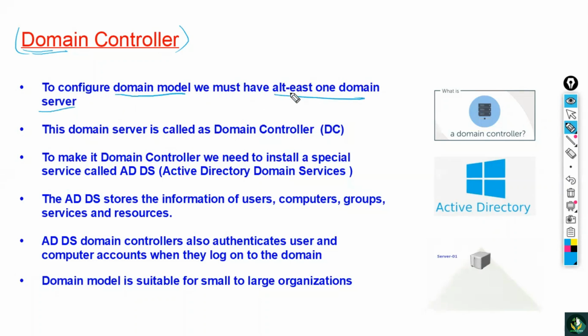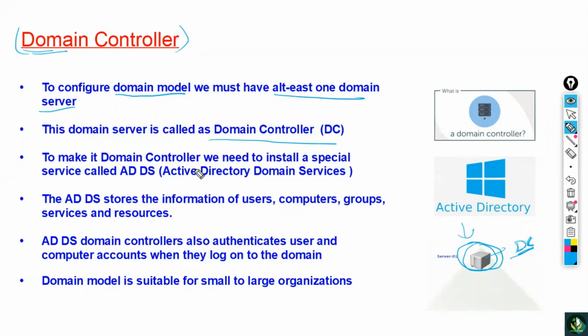So we must at least have one server to configure the domain model, and this domain server is called a domain controller. Okay, so here in this example you can see we have installed one server. This server will control your logical network, and this server is called a domain controller. Okay, so this is the physical server. Domain controllers are physical servers.